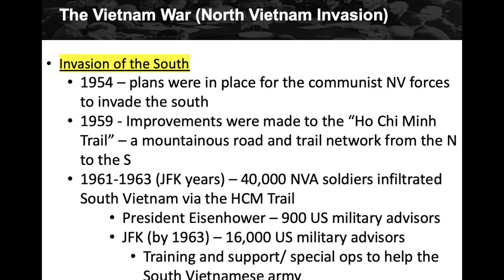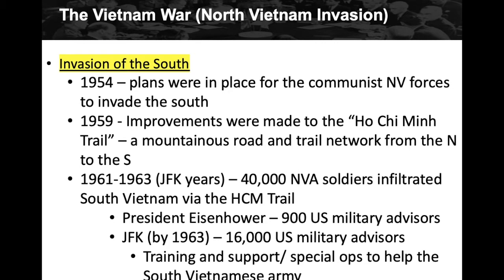Okay, so the Vietnam War, North Vietnam invasion of the South. 1954, plans were in place for the communist North Vietnamese forces to invade the South. In 1959, improvements were made to the Ho Chi Minh Trail, and the Ho Chi Minh Trail was a mountainous road and trail network from North Vietnam into South Vietnam. A lot of the trail actually went into neighboring Laos, but it would then come back into Vietnam. And this is how military supplies were moved from the north into the south. So there were improvements made to this trail.